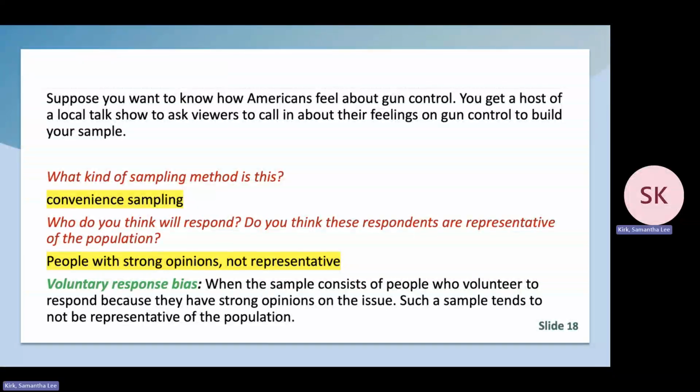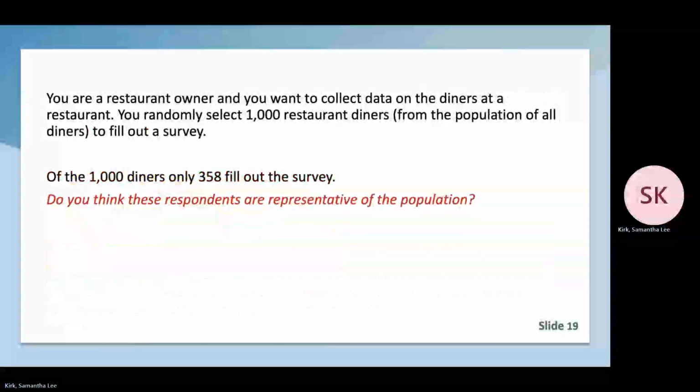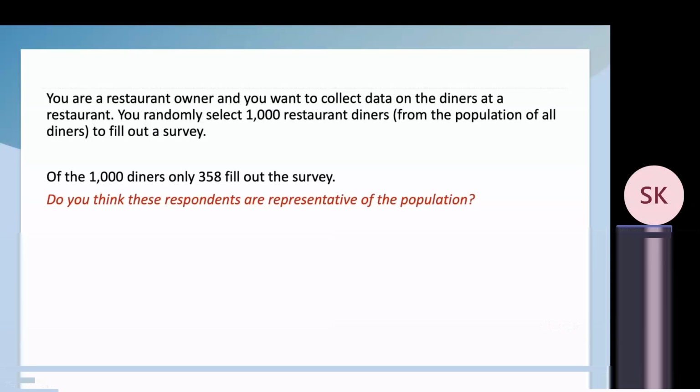Let's see one more example of a biased sampling method. Now, you're a restaurant owner and you want to collect data on the diners at a restaurant. You randomly select 1,000 restaurant diners from the population of all diners to fill out a survey. Okay, starting off, this sounds good. You're randomly selecting 1,000 restaurant diners. Now you give these 1,000 restaurant diners the survey, but only 358 fill out the survey. Do you think these respondents are representative of the population?